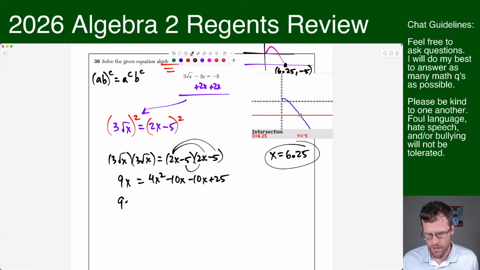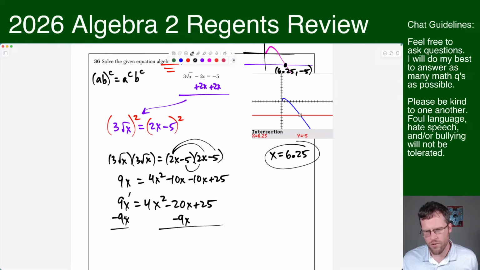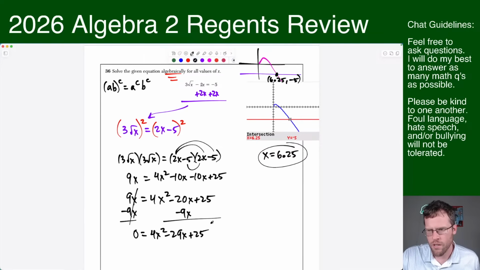Okay, and then now we have 9x equals 4x squared minus 20x plus 25. Subtract 9x on both sides. Now from here you could use the quadratic formula, or we could use factoring by grouping. I like grouping more because I don't want to use the quadratic formula again. I used that in the multiple choice.